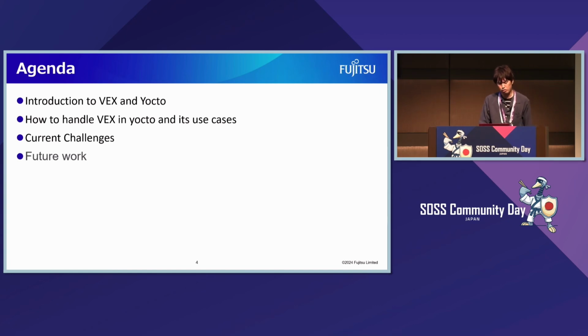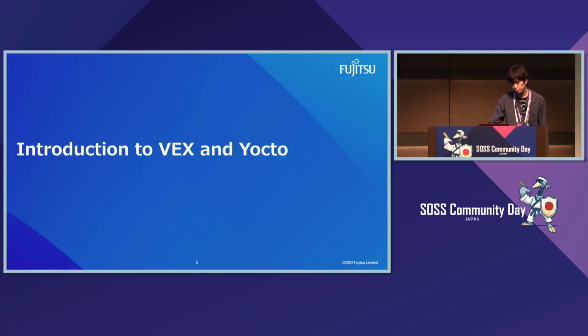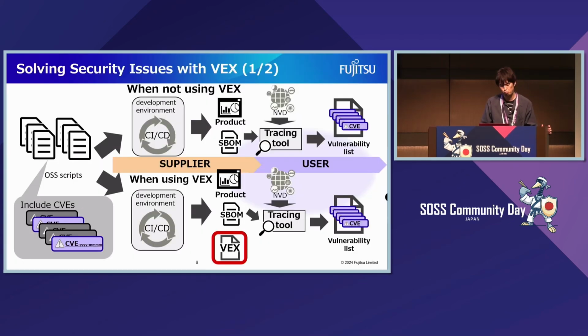In this presentation, I'll first share some background knowledge. Next, I'll talk about our idea for providing VEX and SBOM when we use Yocto. I'll also mention the current problems we have. Finally, I'll share our future work. First, I'll share some background knowledge. Let me explain about VEX. Because I don't have much time, I'll make it short.